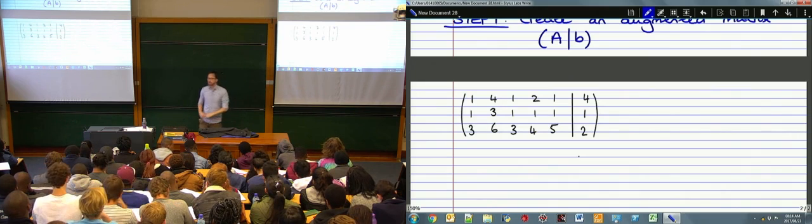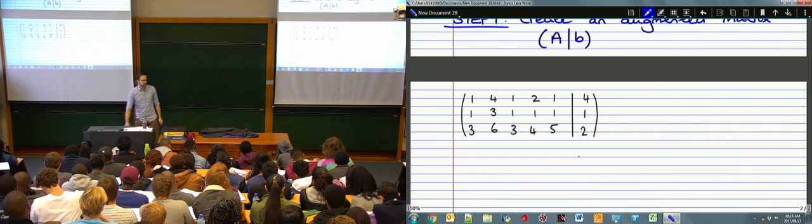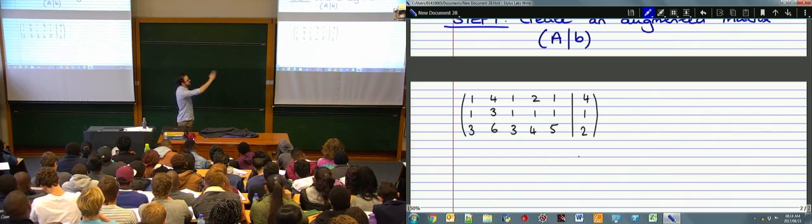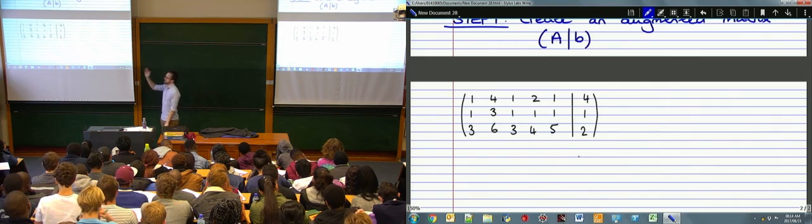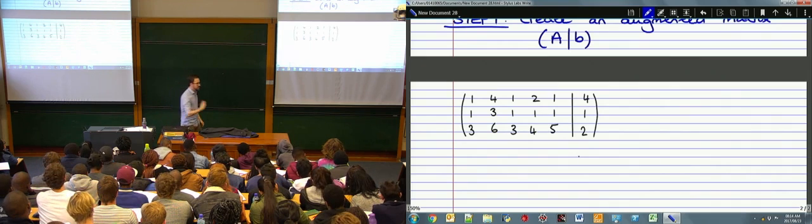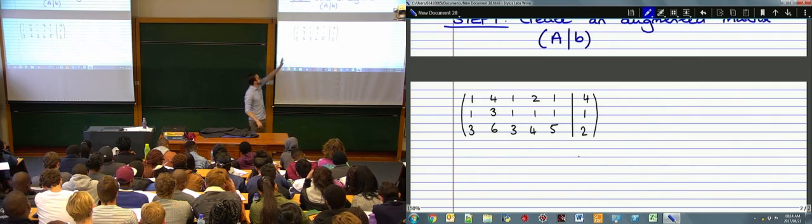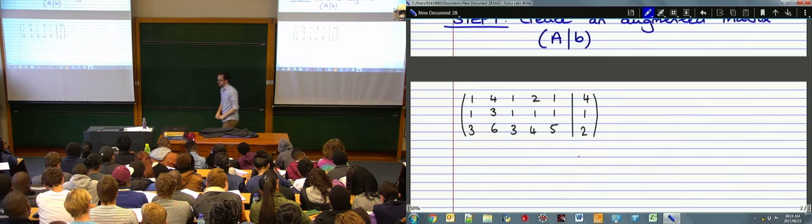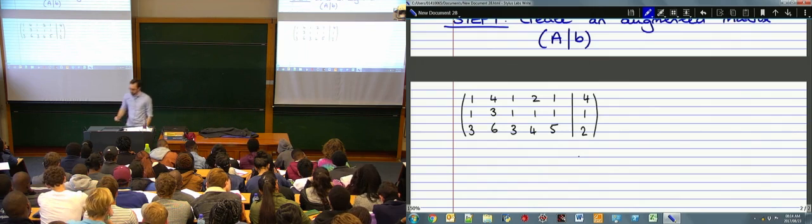Okay, so step 1, you write down an augmented matrix, and on the left-hand side of the augmented matrix, you have the entries of your matrix A, and on the right-hand side, you have your vector B. So if you are solving a homogeneous system, then the right-hand side is all just 0, which is very nice to work with. Otherwise, it's whatever vector it is that you're dealing with.